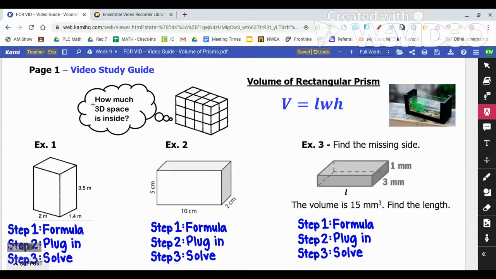So let's start with the volume of a rectangular prism. We're trying to find out how much 3D space is inside of this shape. In other words, how many cubes would fit inside of this rectangular prism? To find the volume of a rectangular prism, we use this formula. Volume equals length times width times height. And one example of why we'd want to find volume is to figure out how much water we would need to fill up this rectangular fish tank.